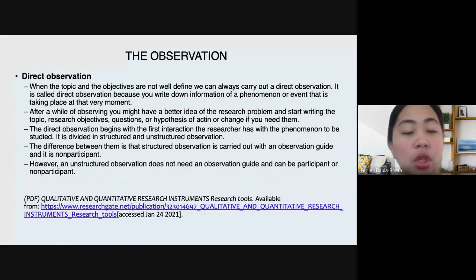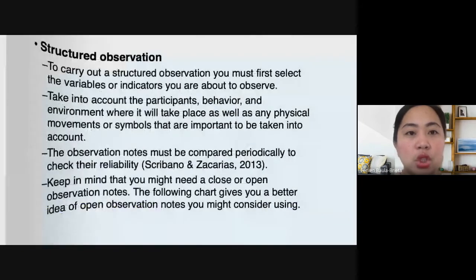However, an unstructured observation does not need an observation guide and can be participant or non-participant. If you will do direct observation that is non-structured, you can just go to the place and write down whatever you have seen through your eyes and what you have observed between the customers and the pharmacist, or you can ask at the same time the customers and the pharmacist about the things that you want to be clarified. So that is observation.